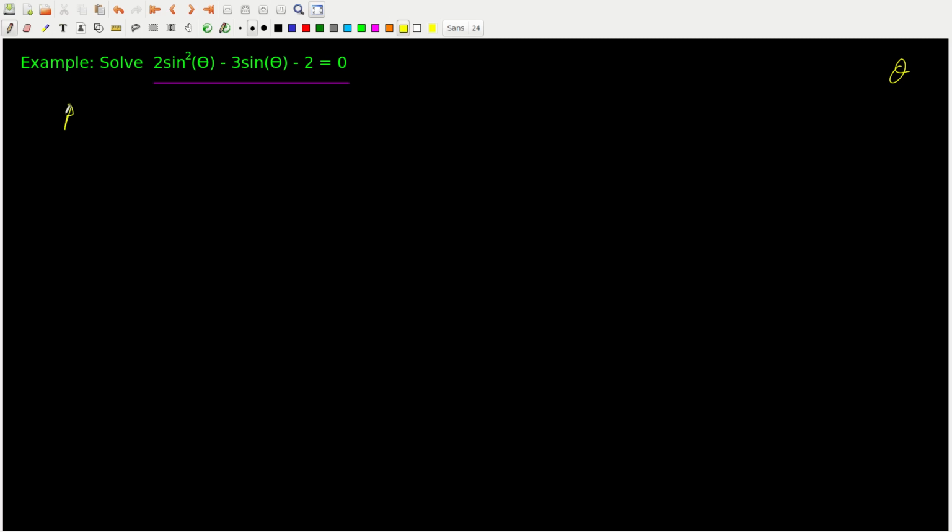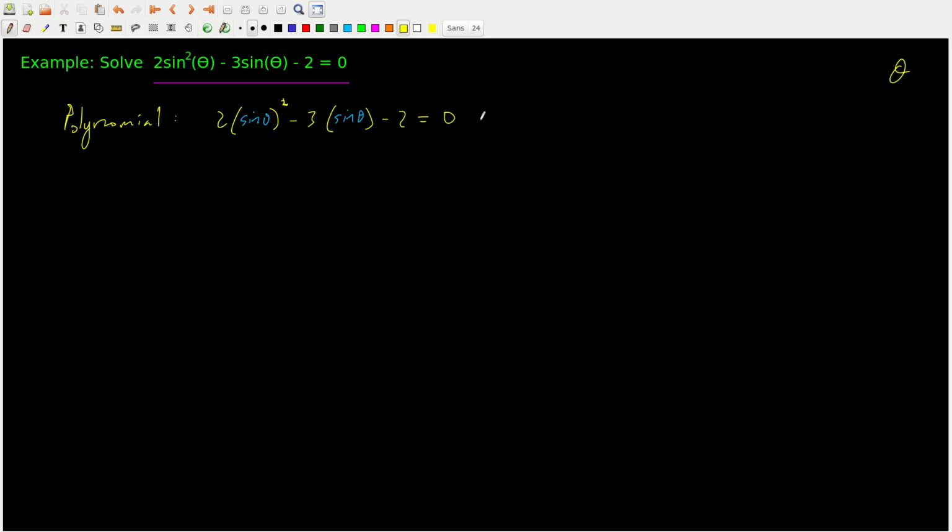Well, this is a polynomial. In fact, this is a quadratic in sine of theta, because I can write this as 2 something squared minus 3 something minus 2 equals 0. It just happens that the something in this case is the sine of theta. So it's 2 lots of the sine of theta squared, and then 3 lots of sine of theta are being subtracted, and then we're subtracting 2. So we know how to solve quadratics.